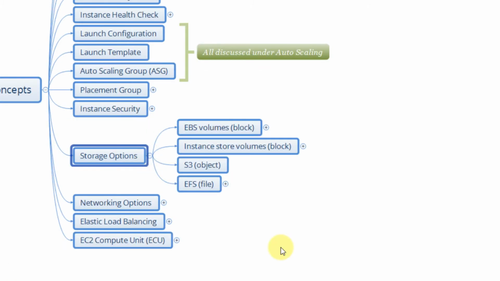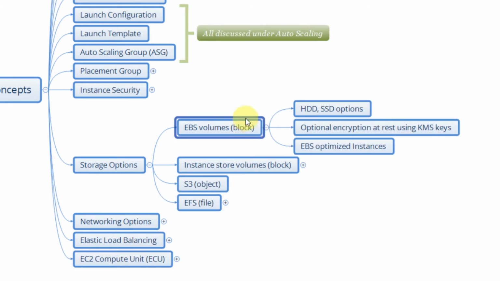Let's look at storage options. So you have EBS volumes, which provide block storage. You also have instance store volumes, which provide block storage. You have access to S3 object storage, and you can leverage file storage using the EFS service. So with EBS volumes, you have the HDD and the SSD options. You can have EBS volumes optionally encrypted at rest using KMS keys. And with EBS volumes, you have the option of using EBS optimized instances, which means the network bandwidth between EC2 and EBS is not shared by other network traffic, so it's dedicated.